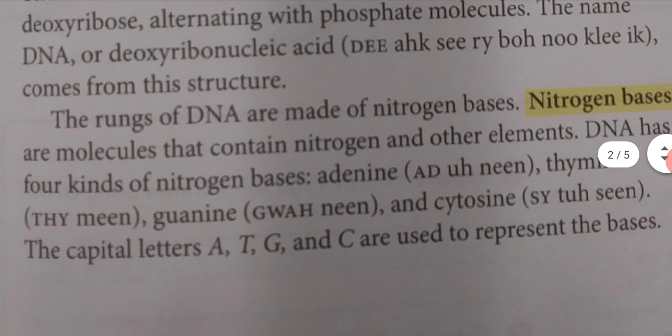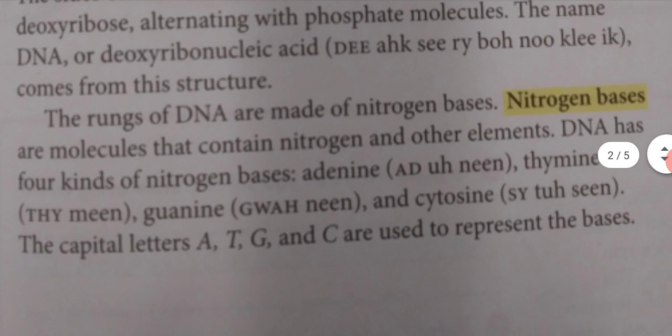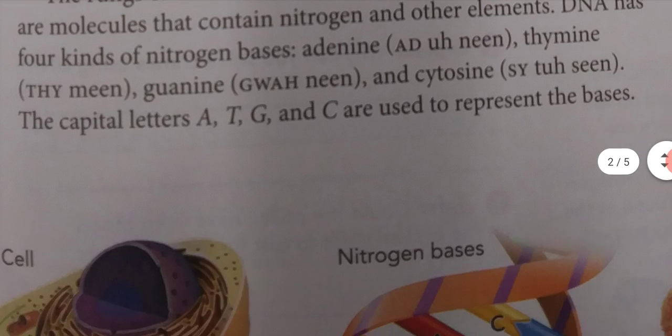The rungs of DNA are made of nitrogen bases. Nitrogen bases are molecules that contain nitrogen and other elements. DNA has 4 kinds of nitrogen bases: adenine, thymine, guanine, and cytosine. The capital letters A, T, G, and C are used to represent the bases.